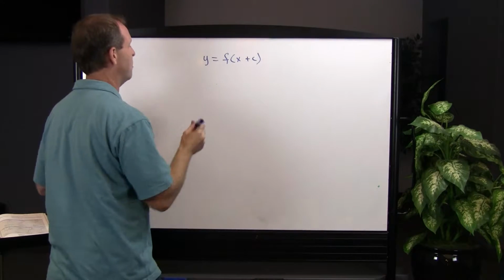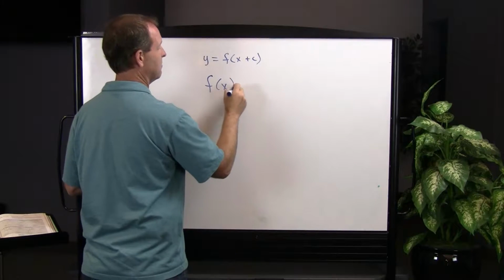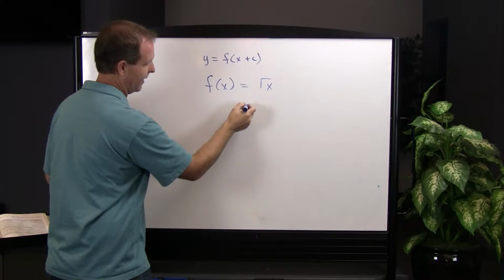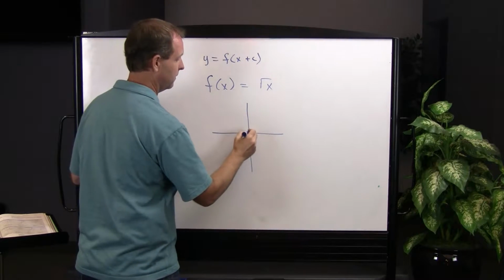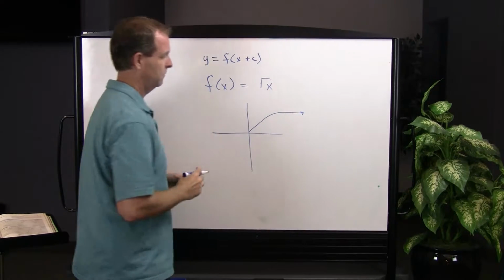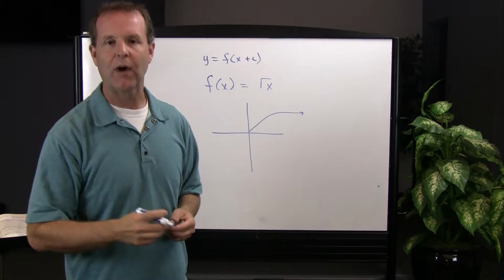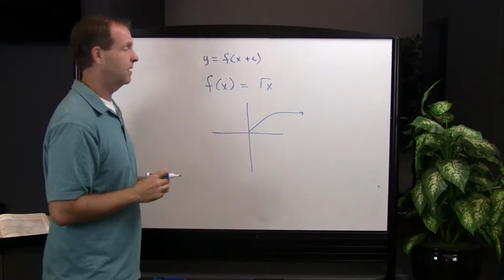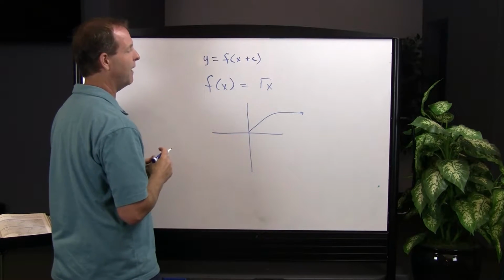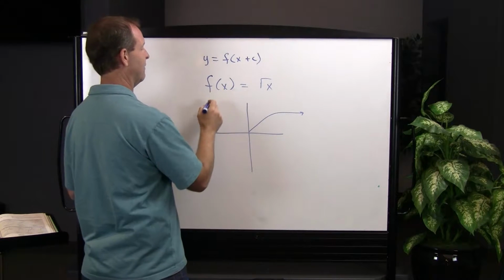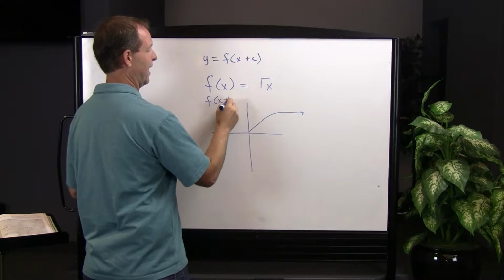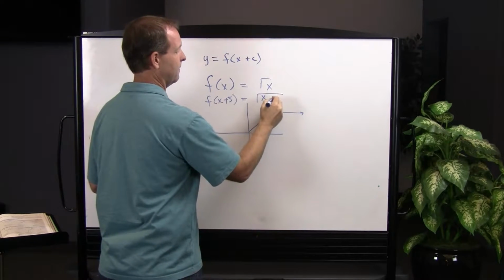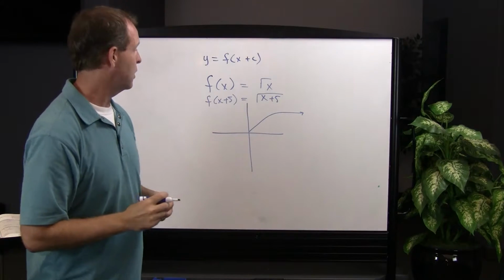So let's take an example and look at a function, f of x equals the square root of x. The base graph of that function looks roughly like that. That's the graph of the square root of x. Well, let's say now I want to adjust that and look at adding 5 to that. So I have f of x plus 5. In this particular case, that becomes the square root of x plus 5.